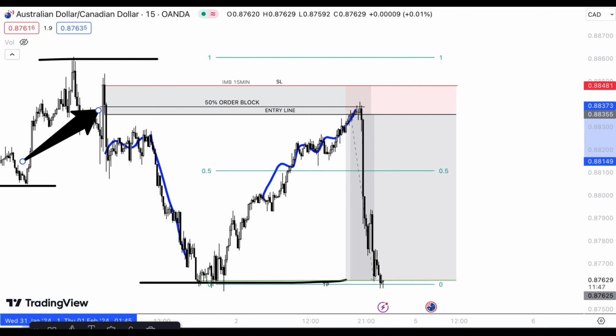And if you're selling, you want to look for your order blocks and imbalances on the top of the range above your green line in the premium area. And you can pause the video, rewatch this many times. It's that simple. There's nothing else.